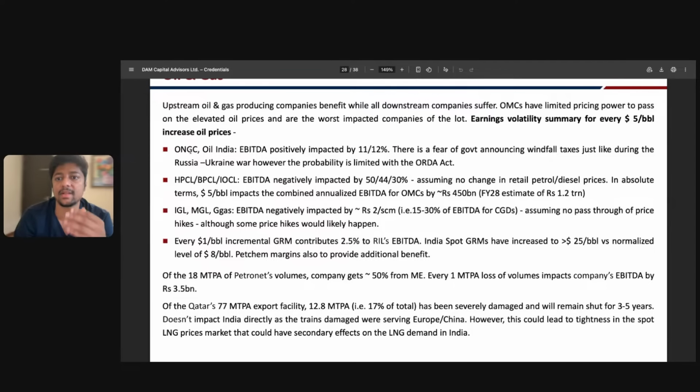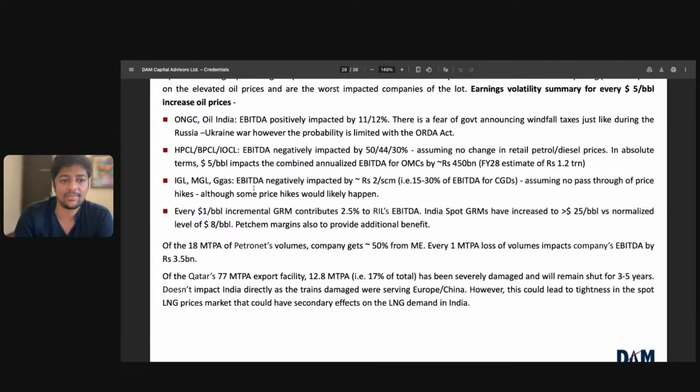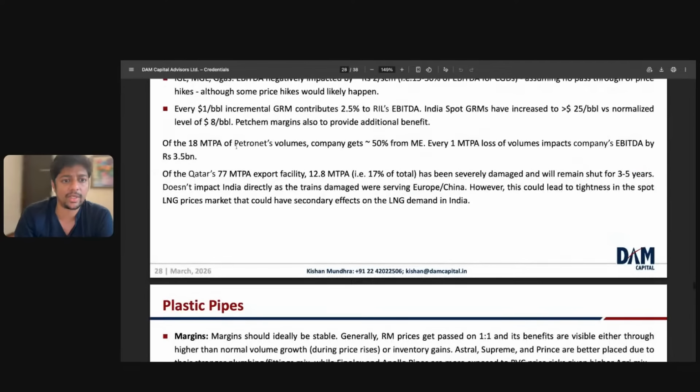So a lot of people are asking, why is ONGC not going up, Oil India not going up? That is again a very confusing thing, because they should be going up. Whenever oil prices go up, ONGC and Oil India are usually positively impacted. They usually go up a lot, but they are not going up too much. HPCL, BPCL, IOCL will obviously get impacted negatively. IGL, MGL negatively impacted. In fact, your LNG terminals, all of that have also got impacted a lot. Petronet, as I told you, also got impacted.